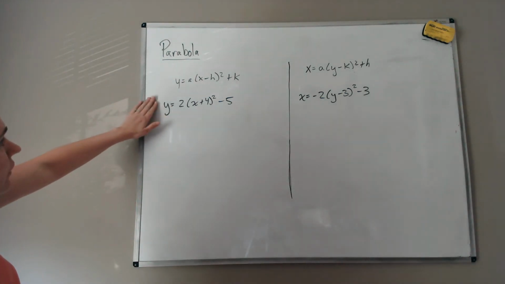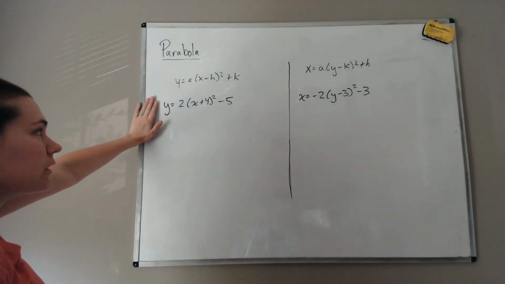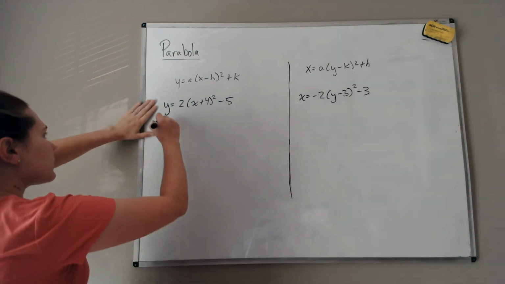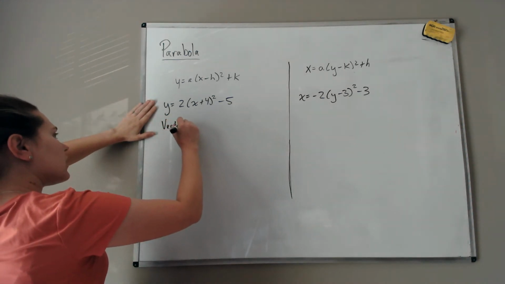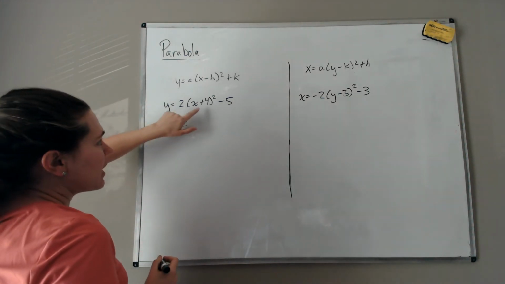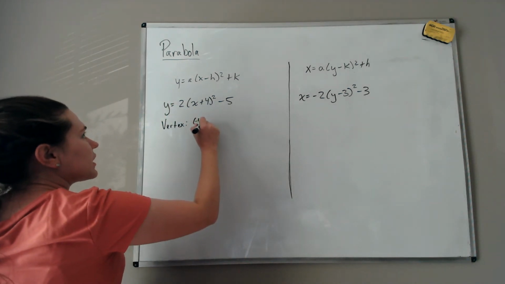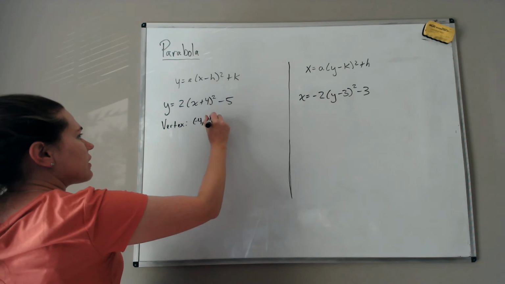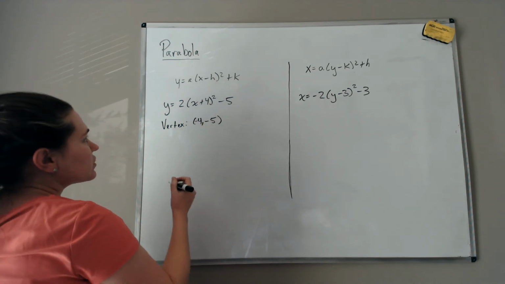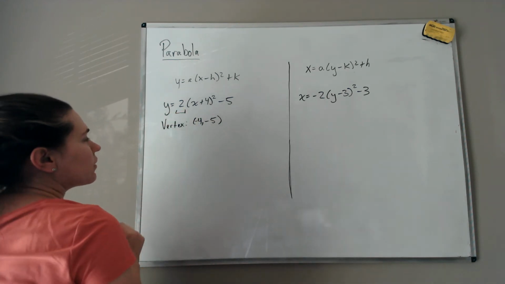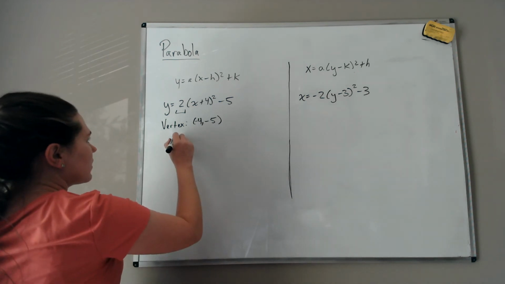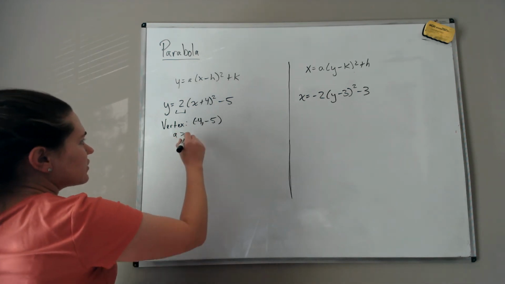Okay, so we see that we're here in vertex form of a parabola. So what we want to do is pull out the vertex. Now the vertex is (h, k). Change in x, so the change in x is -4. And then this would be k, -5. And now let's worry about its orientation. Is a greater than 0 or less than 0?